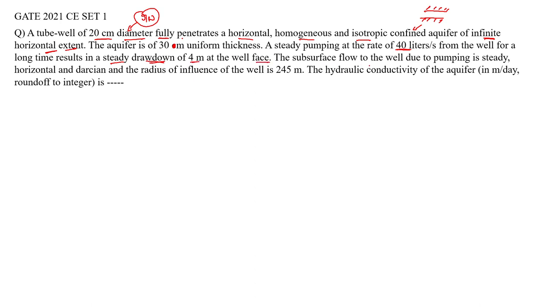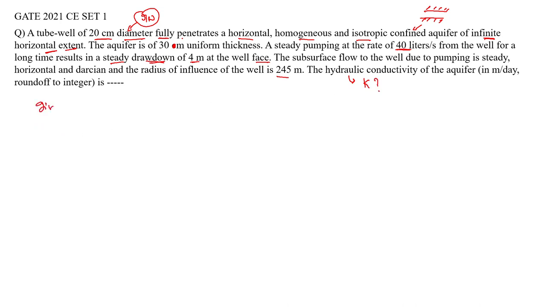The subsurface flow to the well due to the pumping is steady, as I mentioned, and horizontal as well. All these terms are mentioned as assumptions. The flow is horizontal and Darcy's law is valid, and the radius of influence is 245 meter. Now the question is: what is the hydraulic conductivity K of this aquifer?